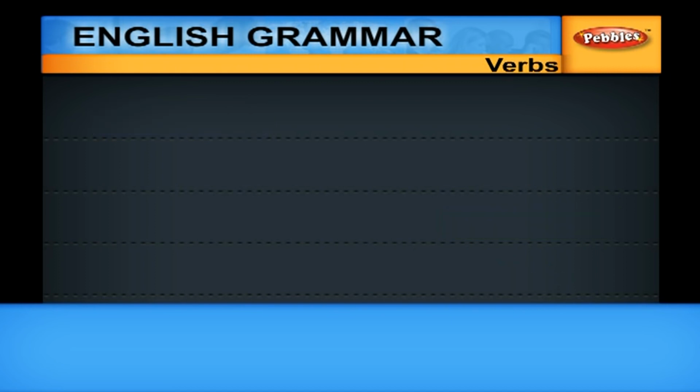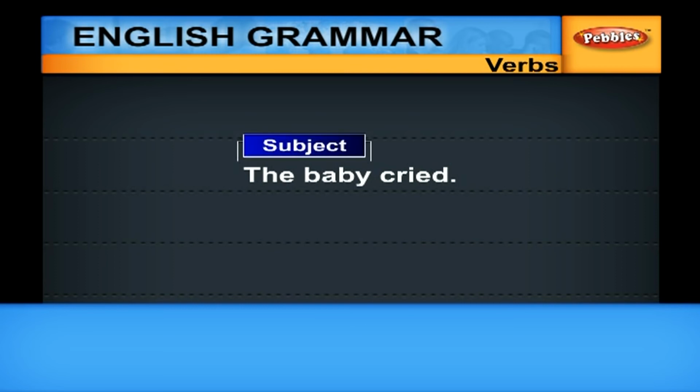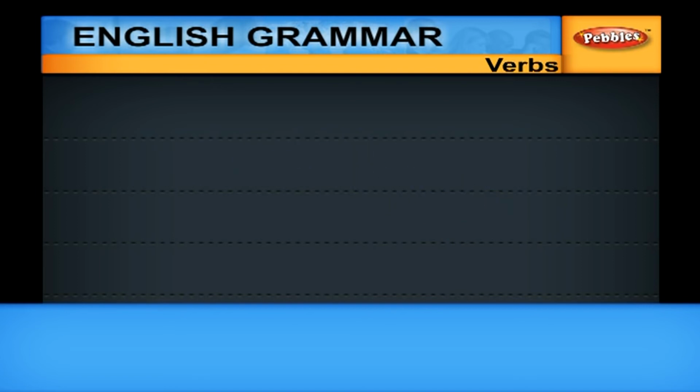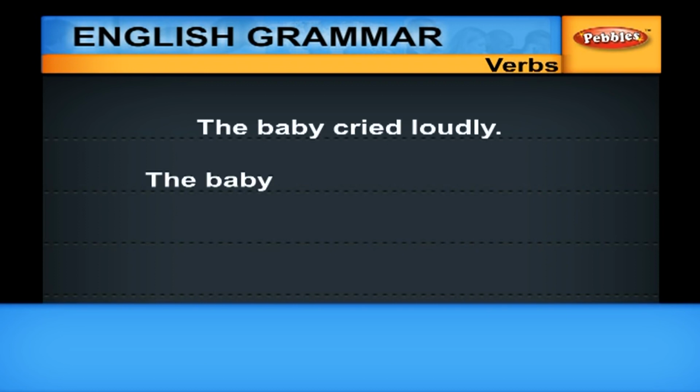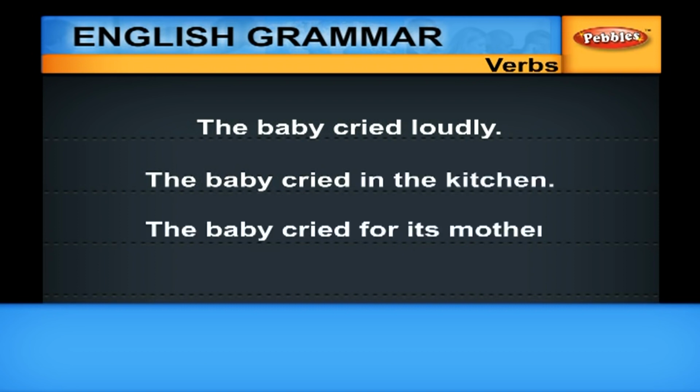For example, when I say the baby cried, the baby is the subject and cried is the predicate. And the predicate consists of verb only, that is, cried. You can add more. You can say, the baby cried loudly. The baby cried in the kitchen. The baby cried for its mother.